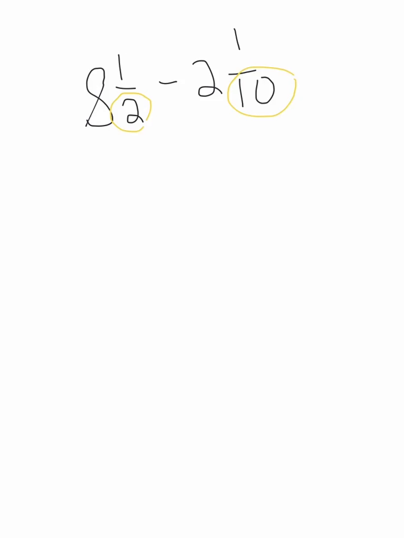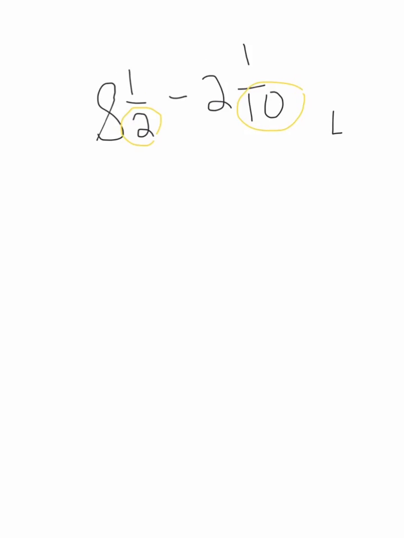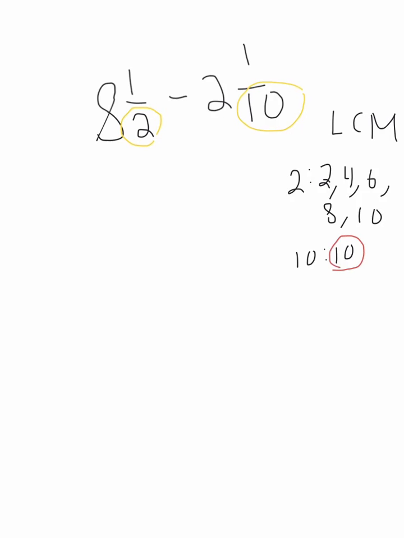So what do we have to do? We have to make them the same. So in order to make them the same, I list out the least common multiple. I just count by 2's. 2, 4, 6, 8, 10. And then I'll count by 10's. 10. Well, I can stop there now, right? Because I see 10 makes 10, and 2 makes 10. So the 2 1/10 doesn't have to change.